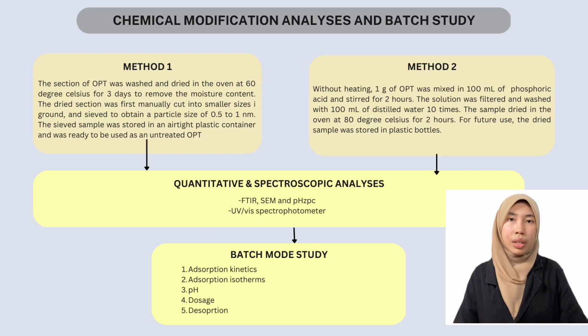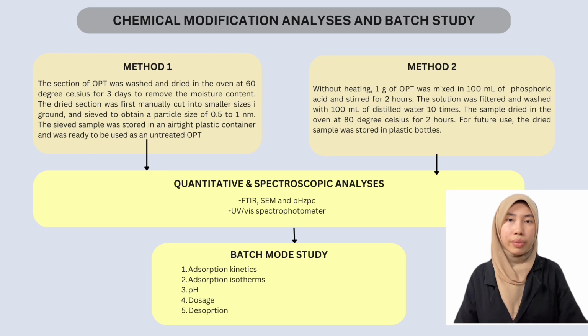For preparation of untreated OPT, a section of OPT was washed and dried at 60 degrees Celsius for 3 days. This dried section was manually cut into smaller size, ground, and sieved to obtain a particle size of 0.5 to 1.0 millimeter, and this sample was stored in an airtight plastic container and was ready to be used as untreated OPT.